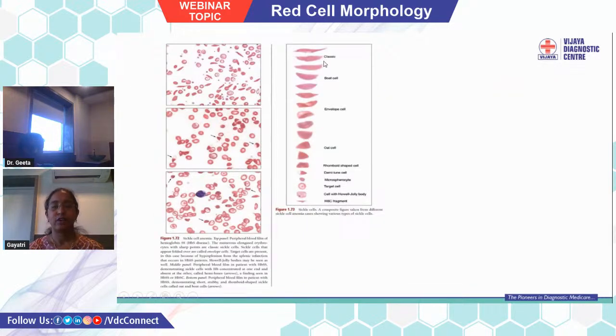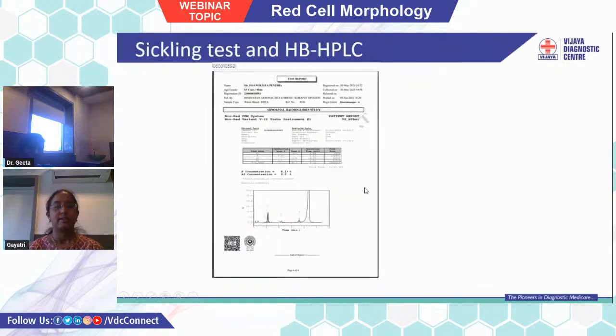This is how a sickle cell is formed. There are various types of sickle cells. The initial classic cell will be like this. Later, there are boat cells, envelope-shaped cells, oat cells, rhomboid-shaped cells, demi-lune cells, microspherocytes, target cells, cells with Howell-Jolly bodies, and RBC fragments. This is how a sickle cell will progress. Sickle cells are diagnosed, gold standard, by methods like HPLC, high performance liquid chromatography, and the sickling test. It shows a peak near the S window.